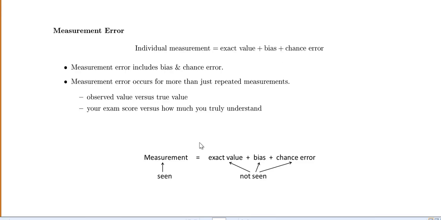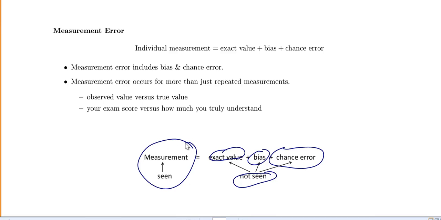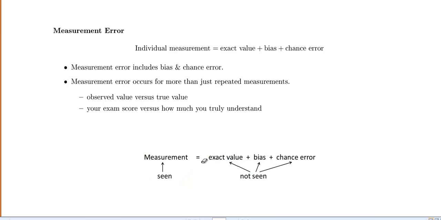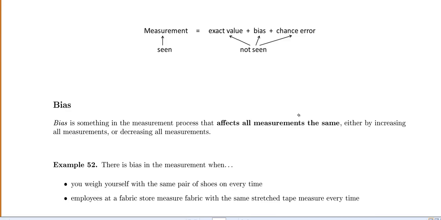So this is our model again. The measurement is the thing that you actually see. But there's a bunch of things that you don't see. So you don't see the exact value. You don't see the bias, and you don't know what the chance error is. So you don't know what those three things are. All you know is the actual measurement. So you don't know how it's broken down into the exact value, the bias, and the chance error. So let's talk about those three things.